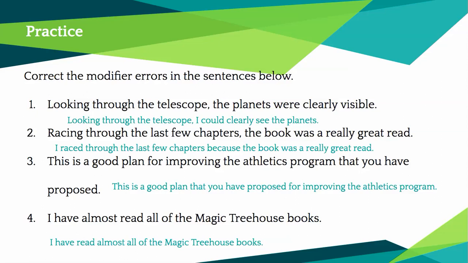So it's really important to pay attention to the order of the words, that you've got the agents of the action in the sentence, that you're placing modifiers as close as possible to the words that they modify. That's your number 1 rule for correcting dangling and misplaced modifiers.